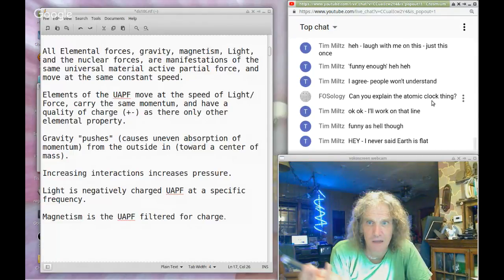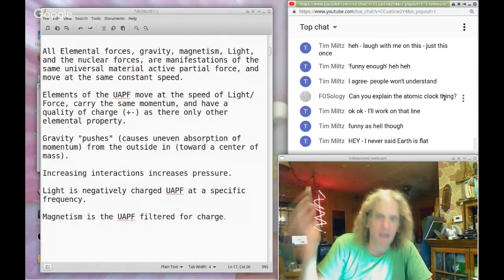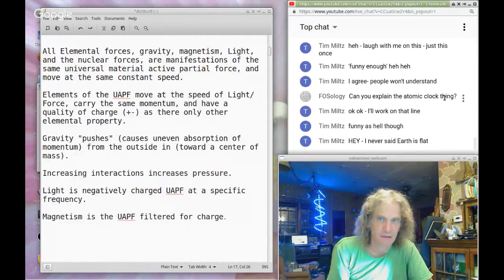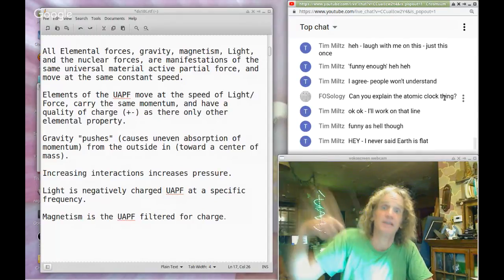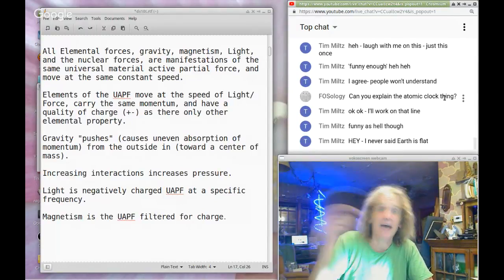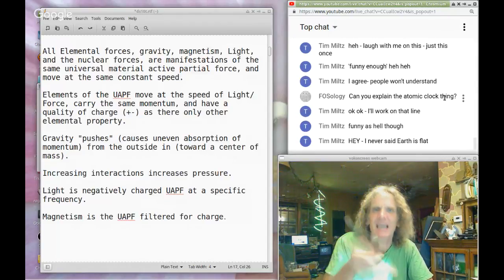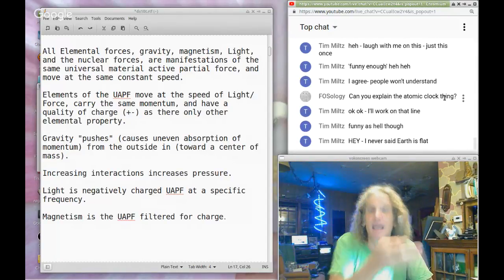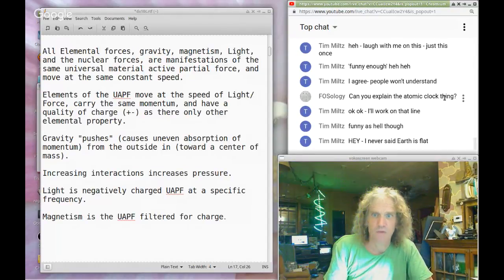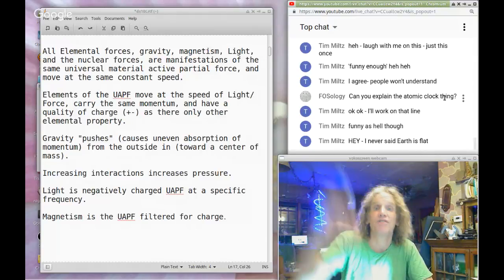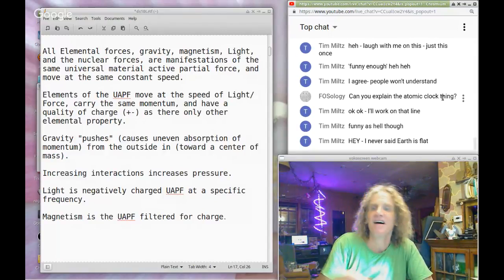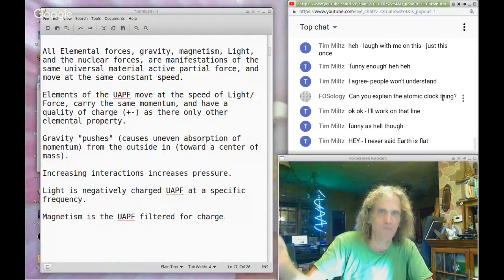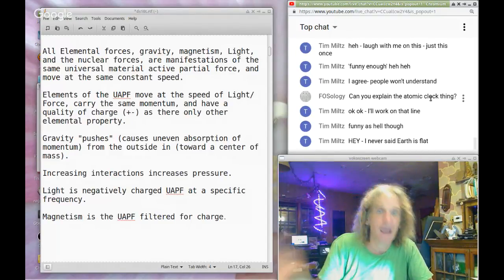Can you explain the atomic clock thing? You don't understand that the decay of an atom is by a process. They don't just spontaneously decay. Each atom has an age. Each atom came from a different sun. So each atom in some kind of decaying substance is decaying by a process. When you put the atoms together, you have an average decay rate, which is basically the average age of the atoms. So a certain number of them will decay every second on average.